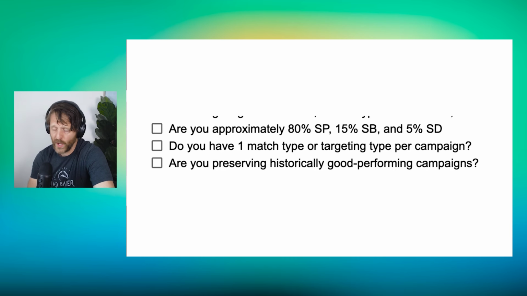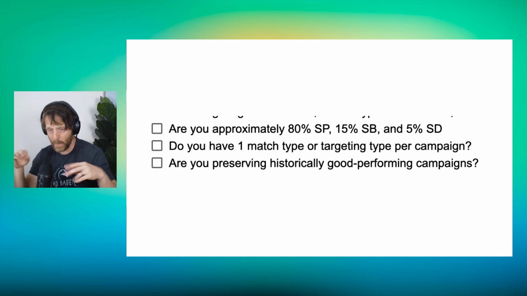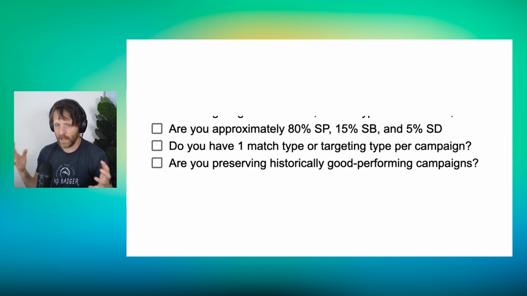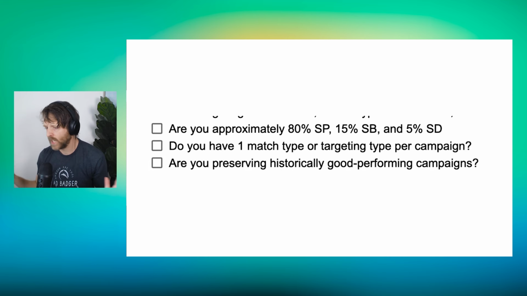And the final 3, do you have approximately 80% sponsored product, 15% sponsored brand, and 5% sponsored display? You can be plus or minus on a couple of these things, but I would say those are the biggest ones. Do you have one match type or targeting type per campaign? Are you preserving historically good performing campaigns, even if they have a quote unquote bad structure? Meaning you can follow all these rules, but if that campaign is humming along and doing great, I wouldn't touch it. So those are the 3 pages for campaign structure.